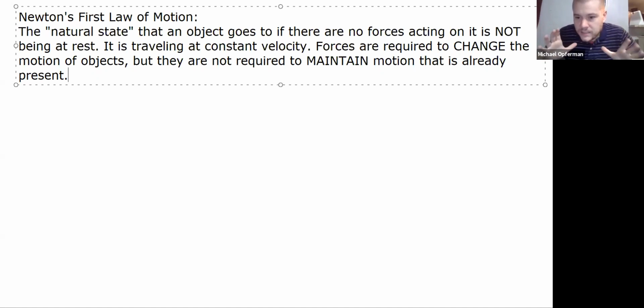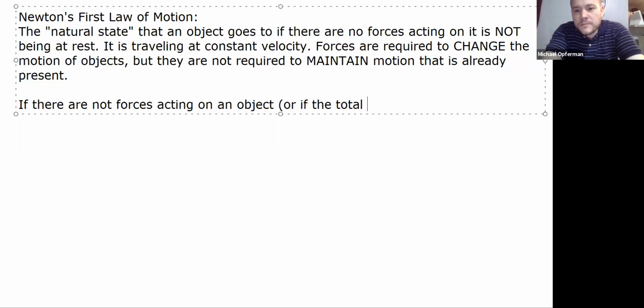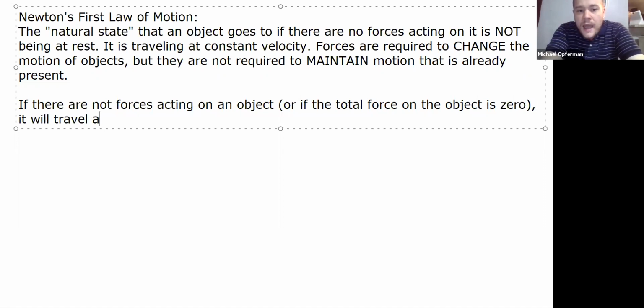But this is the essence of Newton's first law. Let me state that more simply. If there are no forces acting on an object, or if the total force on the object is 0, so there could be forces, but they all add up to 0, it will travel at constant velocity.